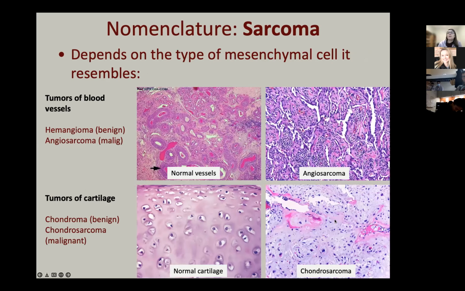Okay. Nomenclature for sarcomas depends on, again, the type of mesenchymal cell they resemble or differentiate towards. So you can have tumors or lesions of blood vessels, which are benign, that you might call a hemangioma, but a malignancy that is starting to recapitulate blood vessels, both phenotypically in terms of what it looks like and immunophenotypically in terms of what it stains for, would be an angiosarcoma. Similarly, another example, a benign lesion of cartilage would be a chondroma, a malignancy would be a chondrosarcoma, just as a review of these terms.